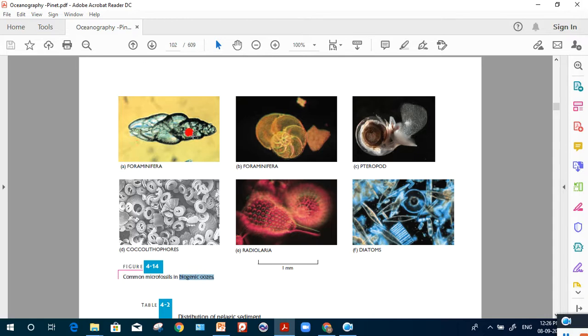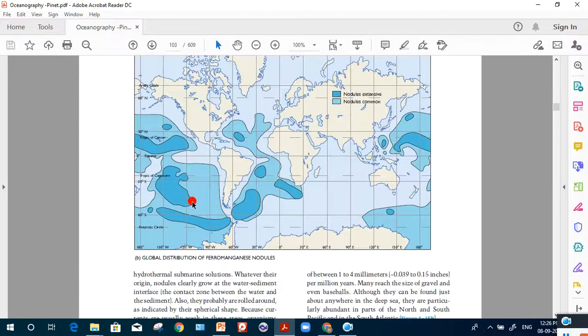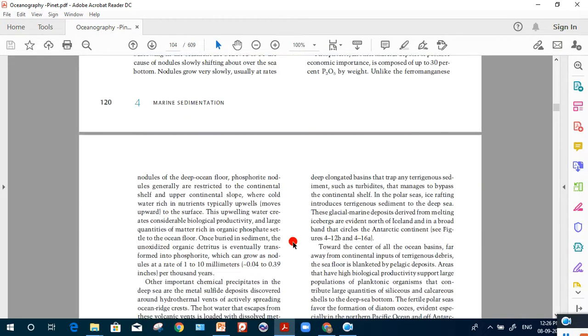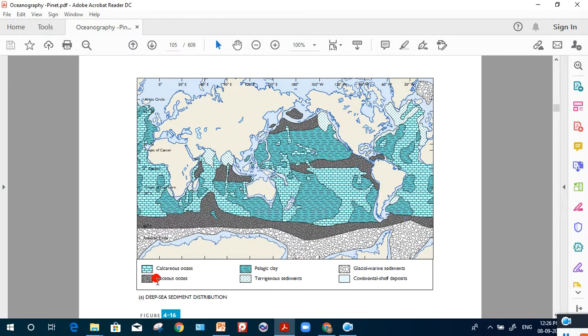How do forams look? There are different kinds of forams. There are different kinds of pteropods, radiolarias, coccolithophores, diatoms. What are these? We will study in detail about these and how these are useful for us. There are various regions where these can be found, and there are various nodules which are found in the surface of the sea. How these nodules are formed and how these nodules are useful to us, we will study about all this. And then see calcareous ooze, siliceous ooze.